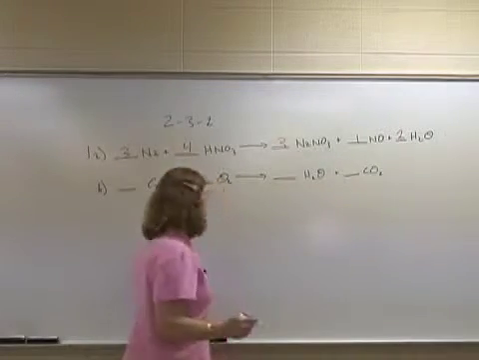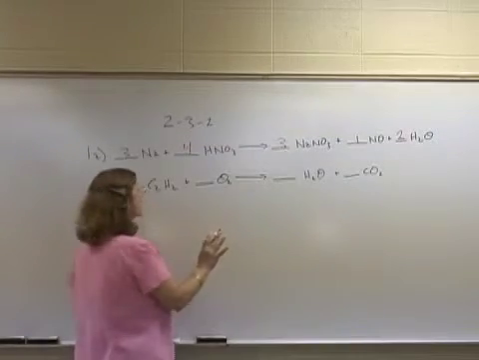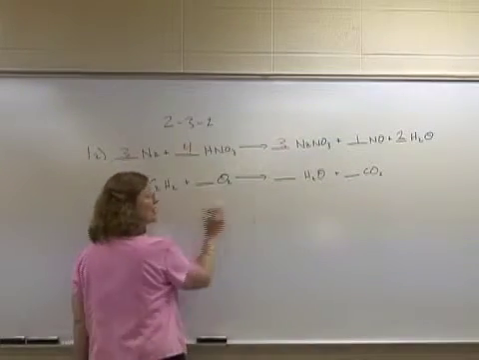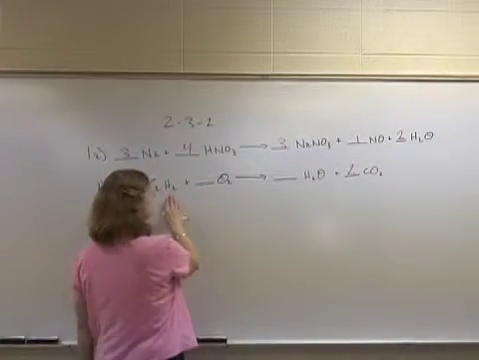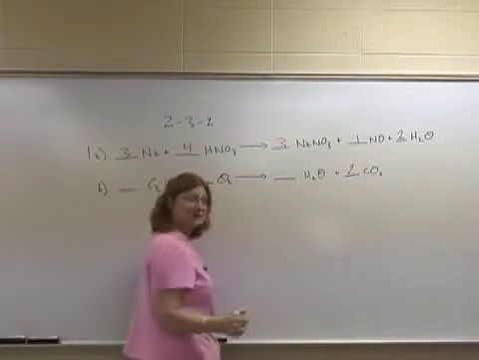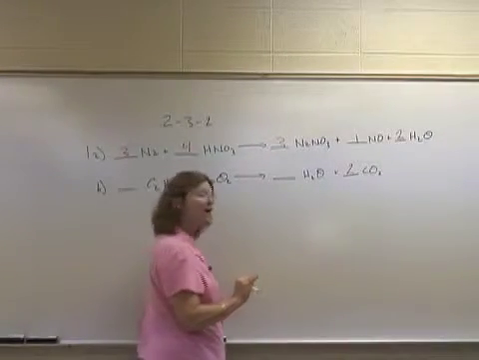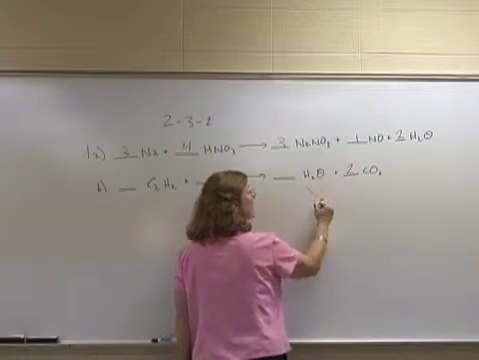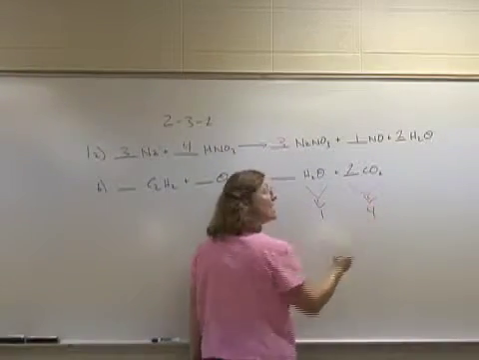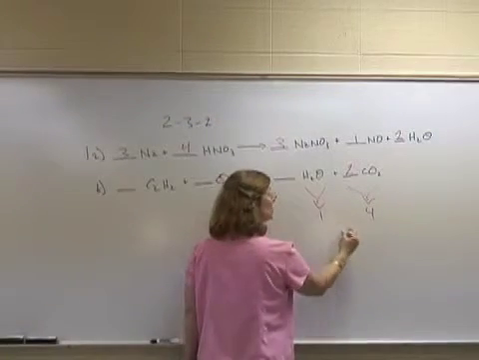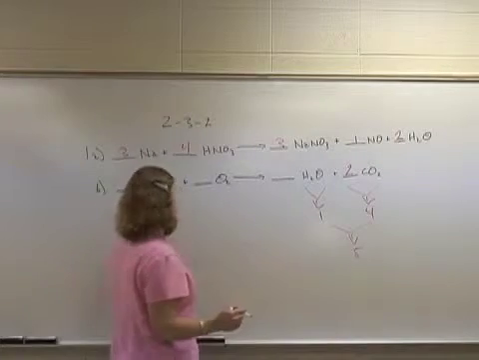Now the next one we need to discuss is a combustion problem, and I have 2 carbons here, so I'm going to add a 2 on the product side. There are 2 hydrogens, and water has 2 hydrogens. Then I must count the number of oxygens that I have on the product side. In the water I have 1, and in the 2 carbon dioxides I have 4. That gives me a total of 5 oxygens that I must balance on my reactant side.